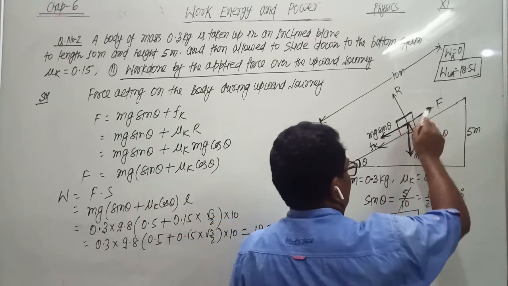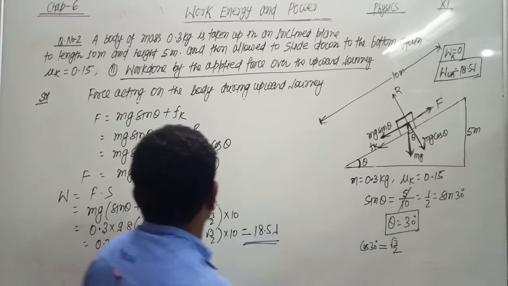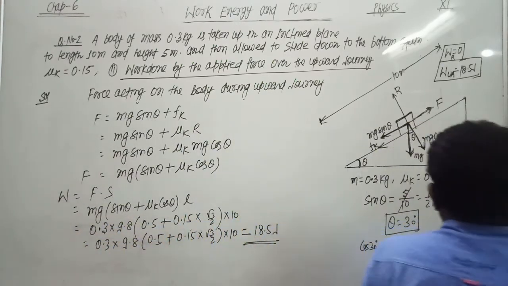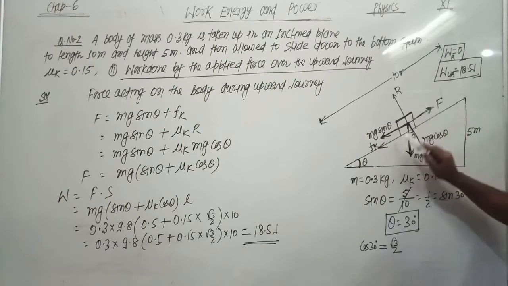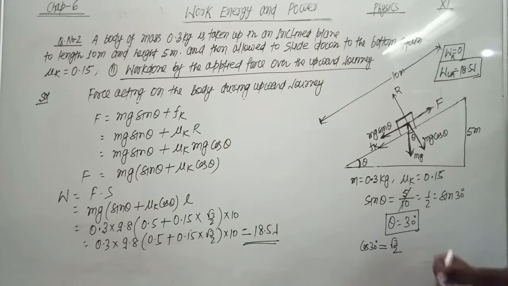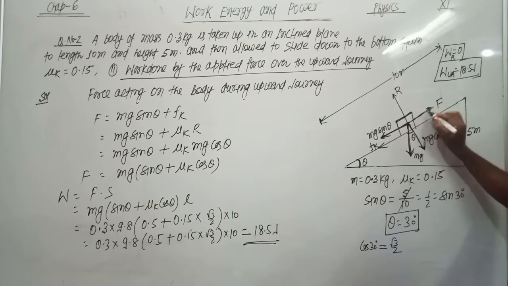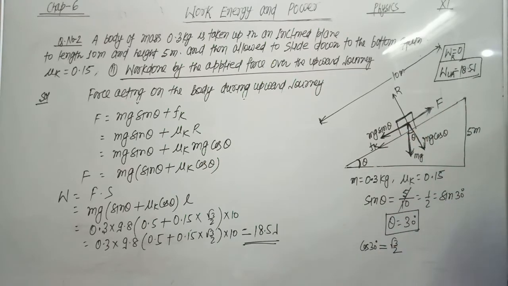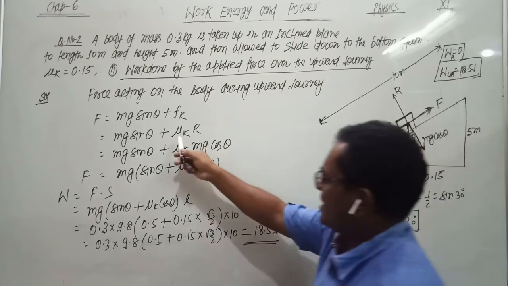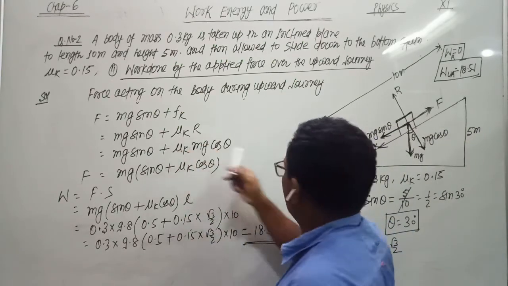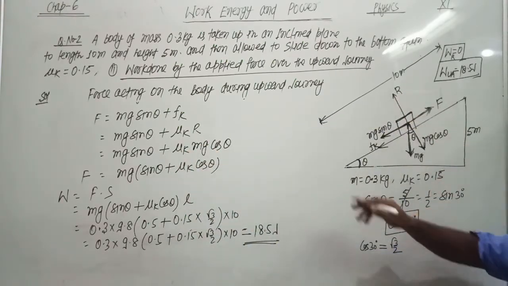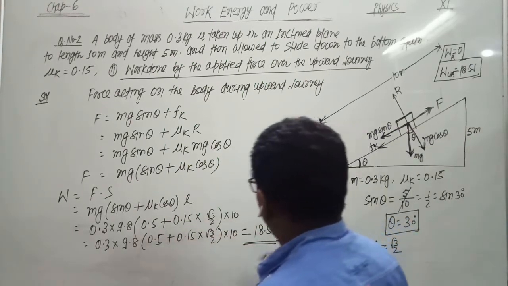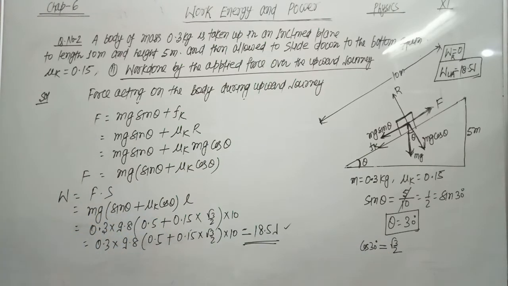The applied force is F, and work done equals force into displacement. Firstly, we find the resultant force F acting in the upward direction, and mg sin theta and Fk acting in the downward direction. So F equals mg sin theta plus Fk, and Fk equals mu k into R, and R equals mg cos theta. Then work done equals F dot S, and we get the value 18.5 joule.